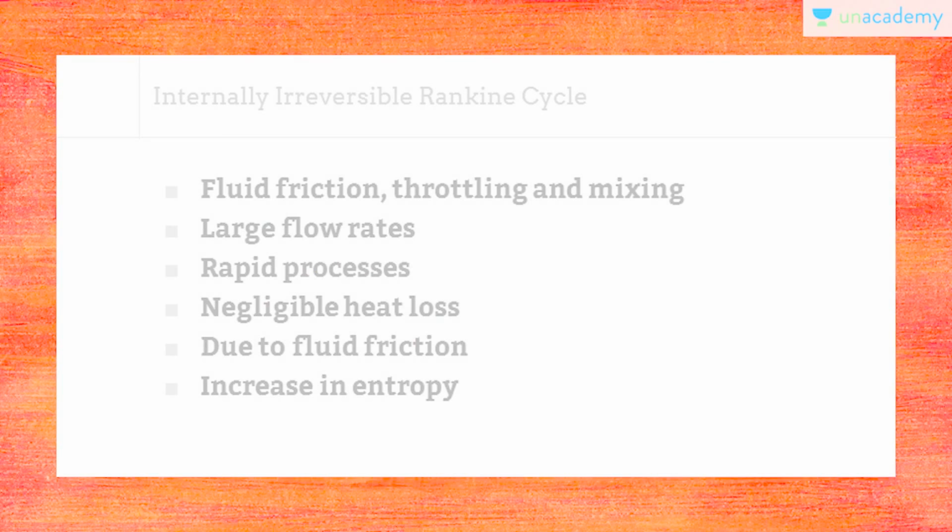Internal irreversibility of a Rankine cycle is caused by fluid friction, throttling and mixing. As the flow rates in the steam turbine as well as in the pumps are large and the expansion and compression processes are quite rapid, the heat loss per unit mass may be considered negligible. Though the assumption of adiabatic flow in them is still valid, due to the fluid friction, the expansion and compression processes are not reversible and the entropy of the fluid increases. The internal or isentropic efficiency of the turbine is given by H1 minus H2 divided by H1 minus H2S.